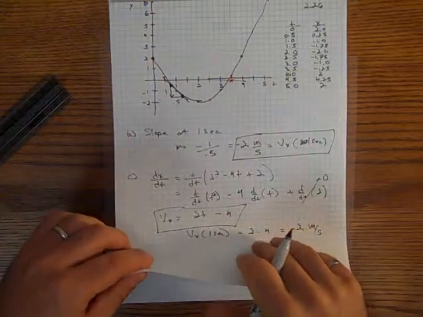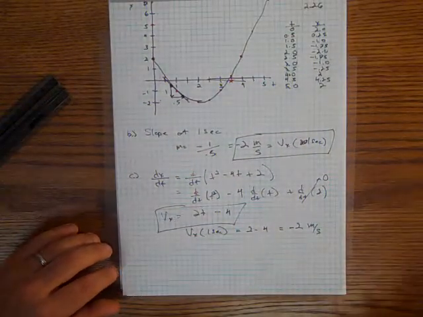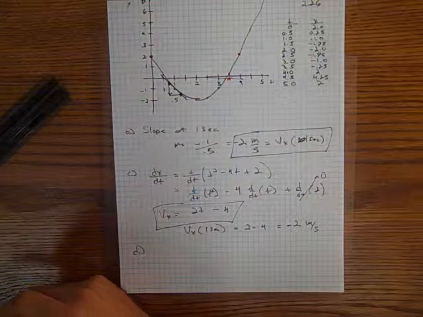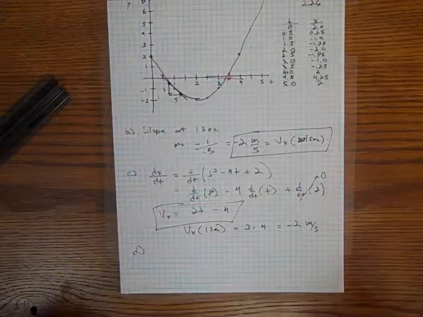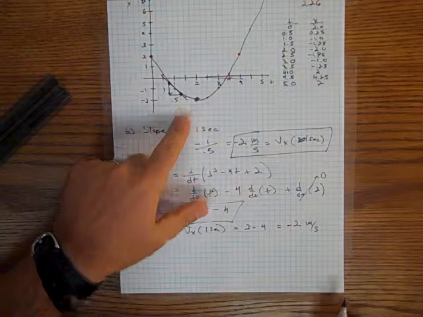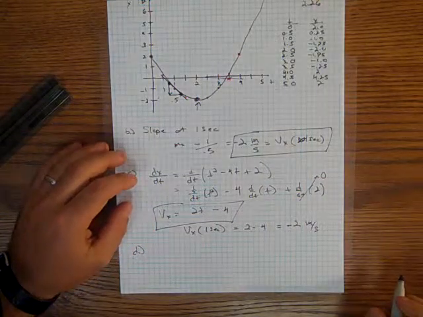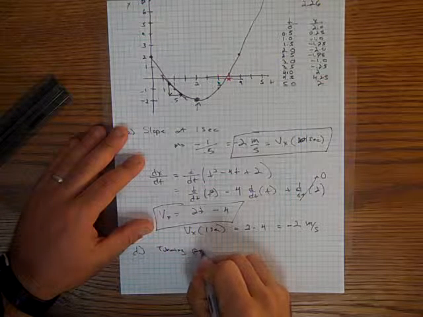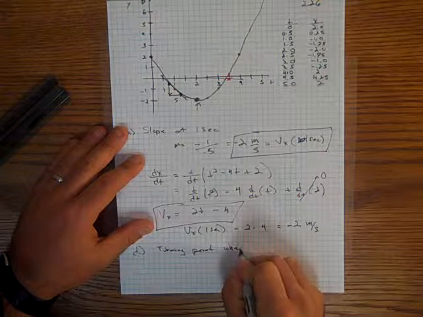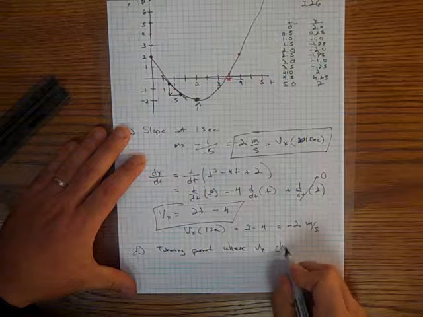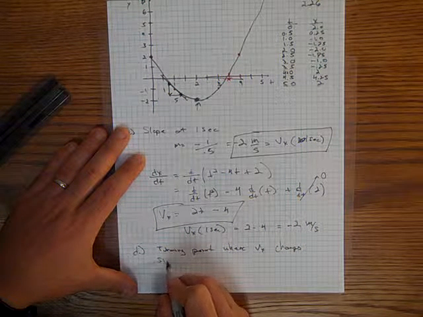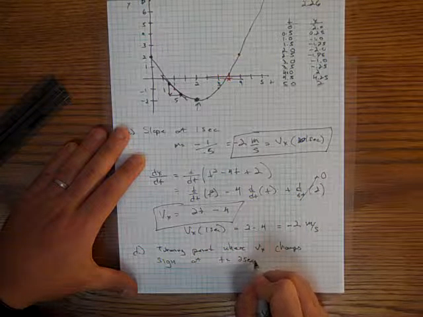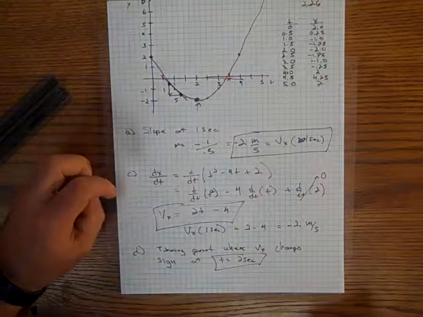We're going to go on to the next page here. Actually, no, I'm going to wait, because part D asks us for any turning points. The turning point is when the velocity changes sign. When we look at the graph here, this point right here is going to be our turning point. So we have a turning point where Vx changes sign, at t equal to 2 seconds. That makes sense to me, I think.